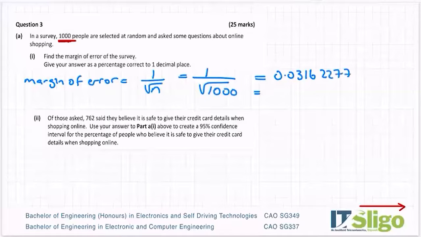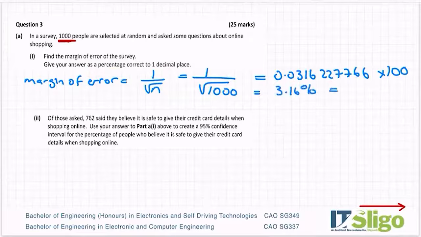Okay, so to 1 decimal place, I got a bit of a fright there for a second because I didn't read it properly. I said 1 decimal place is 0.0, but it says as a percentage. So of course I must multiply that by 100. And I've got 3.16%. So to 1 decimal place, 3.2%. The 6 will round up the 1 to a 2. So that's your margin of error.